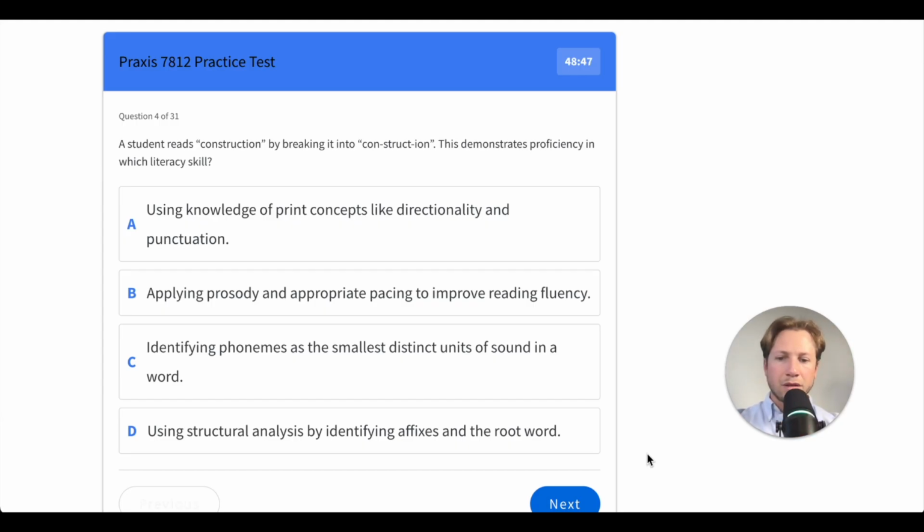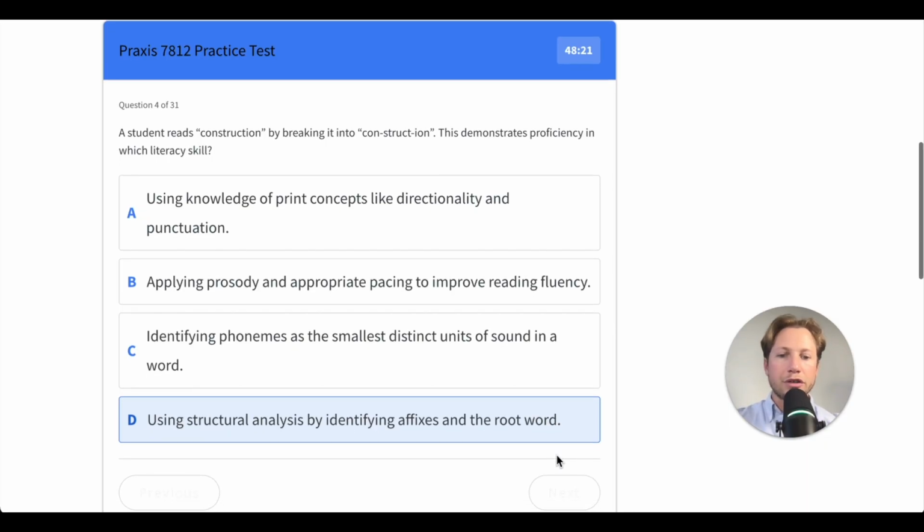All right, so the strategy here that we're talking about is going to be answer option D, using structural analysis by identifying affixes and the root word. Now, this strategy involves breaking a word into its meaningful parts. Here we can think about the prefix con, the root word struct, and then the suffix ion, shun, in order to decode and then furthermore understand it.